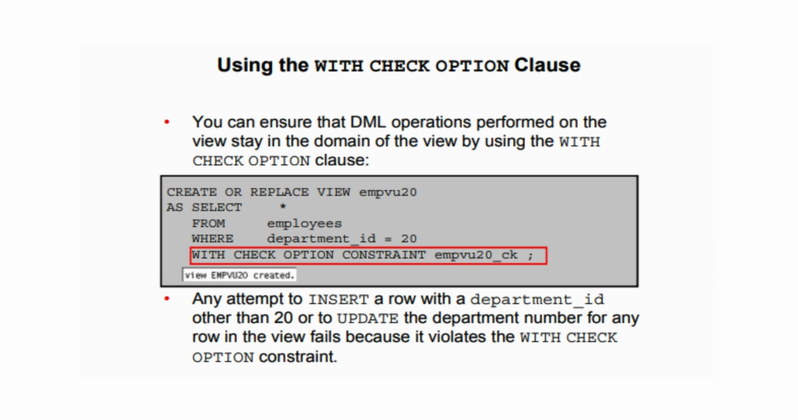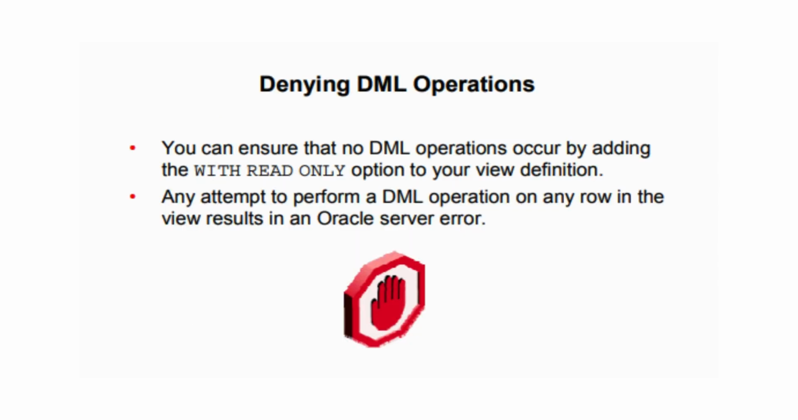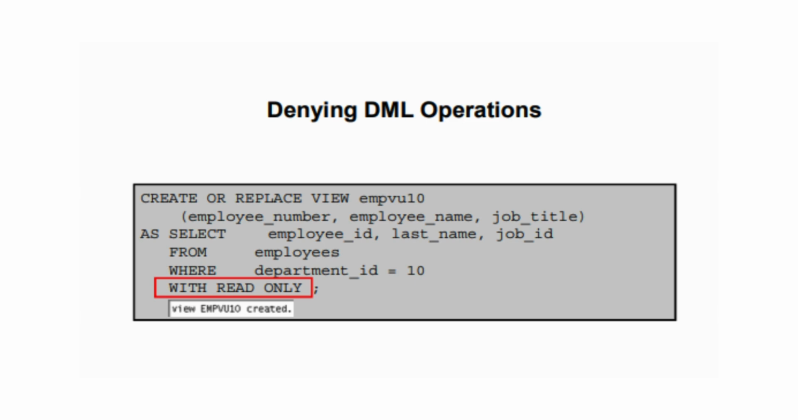If there is an attempt to perform DML operations on rows that the view has not selected, an error is displayed, along with the constraint name if that has been specified. You can ensure that no DML operations occur on your view by creating it with the with read-only option. The example in the next slide modifies the EMPVU10 view to prevent any DML operations on the view. Any attempt to remove a row from a view with a read-only constraint results in an error.